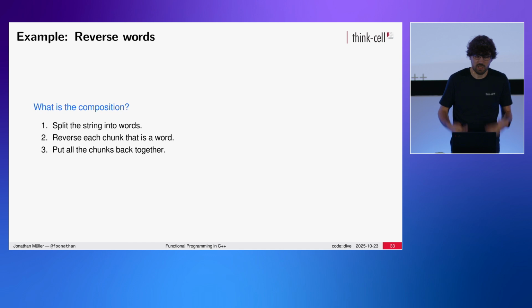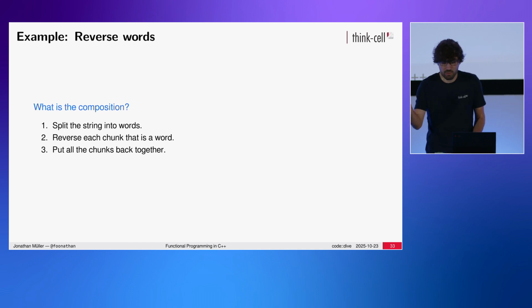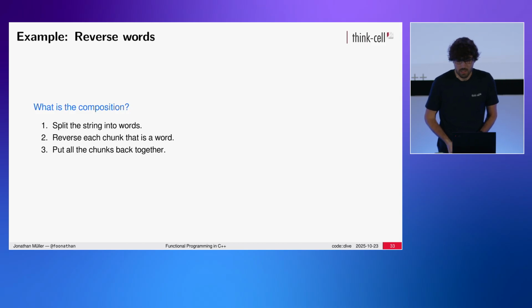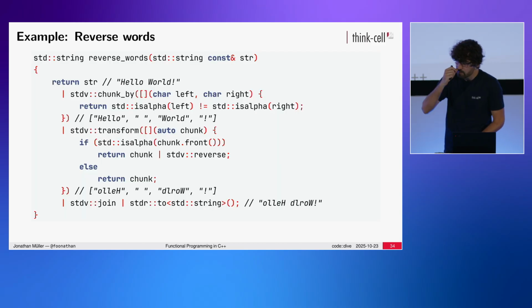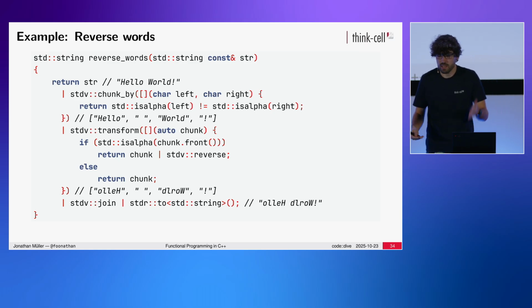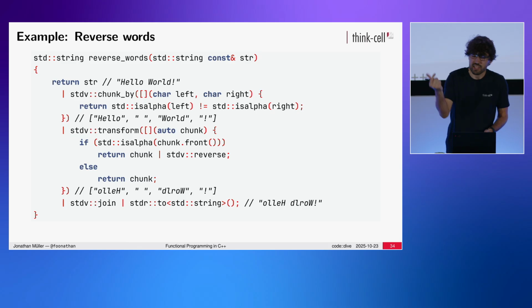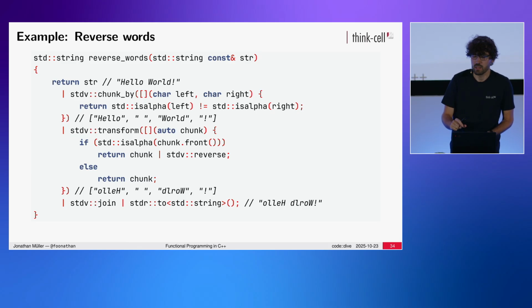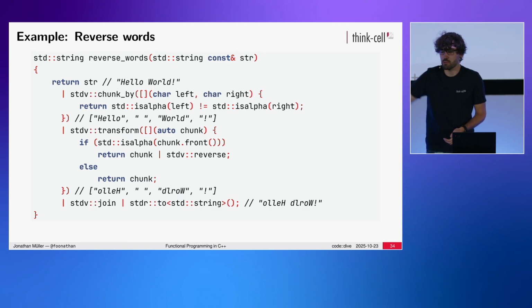So the composition here is we want to split the string into words. Then we want to reverse all the chunks that are words. And then we want to put all the chunks back together. And this is how it looks. So we start with our string, and we can split it by using chunk_by. We're giving the left character and the right one, and if the alphaness differs between the left and the right one, it's a word boundary. So the result is the string split into the words.